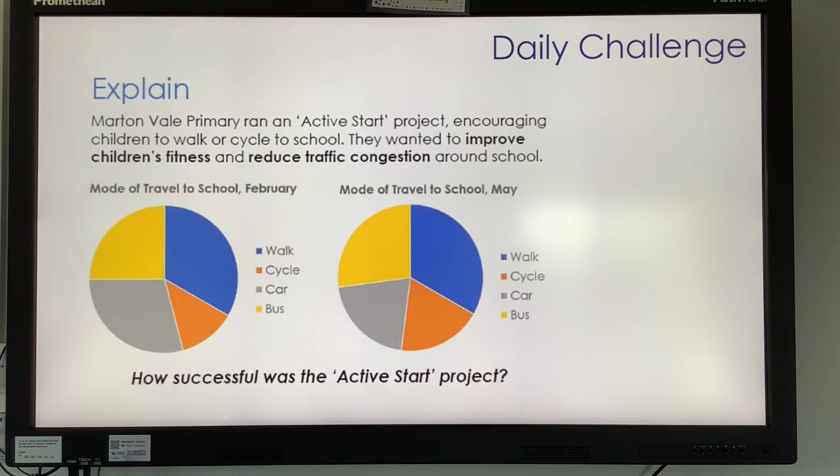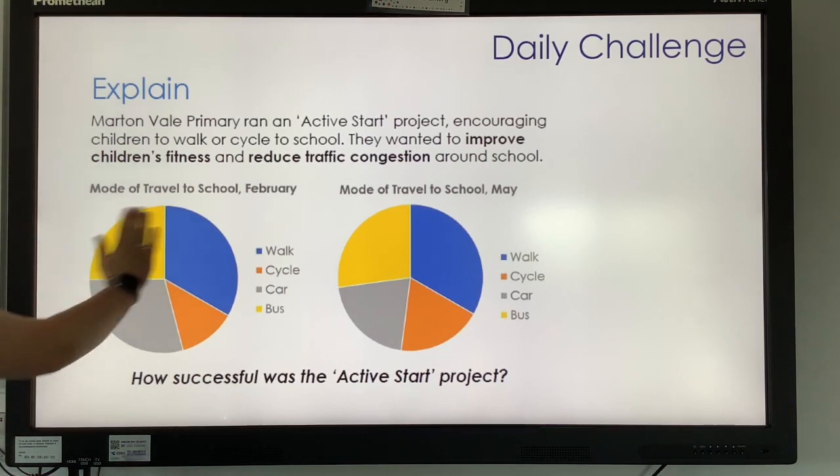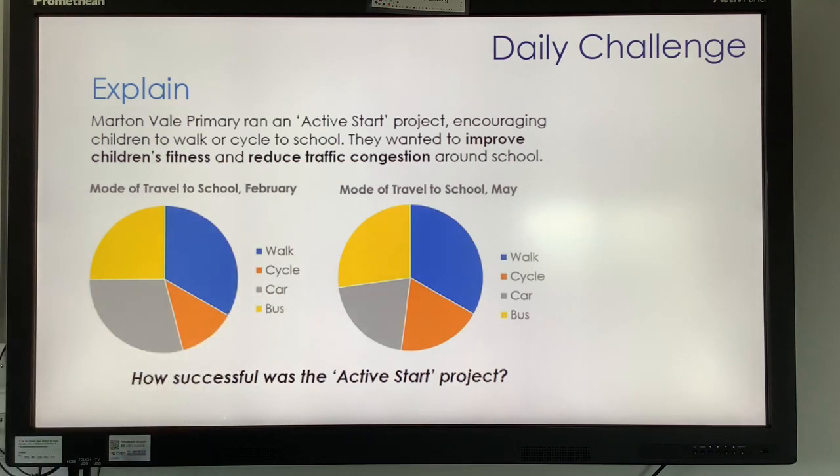Then your second challenge. So Moreton Vale Primary ran an Active Start project, encouraging children to walk or cycle to school. They wanted to improve children's fitness and reduce traffic congestion. Now you have 2 pie charts, one from February, one from May.